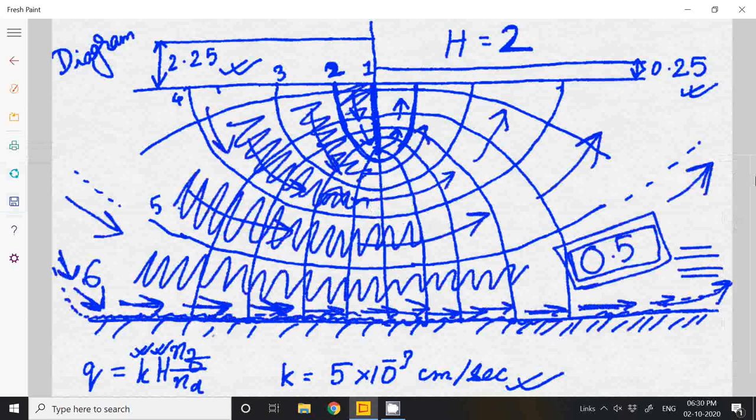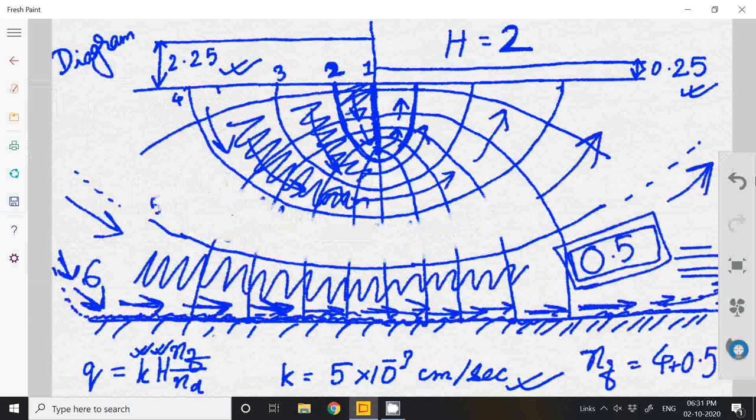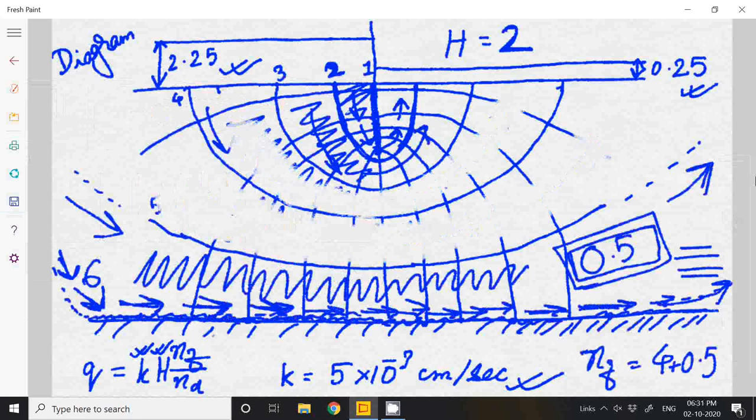So Nf, the number of flow channels, will be 4 plus 0.5, so it will be 4.5. Then what will be the number of equipotential drops? Let me erase this part and make it much more clear. Just bear with me, it may take a minute.